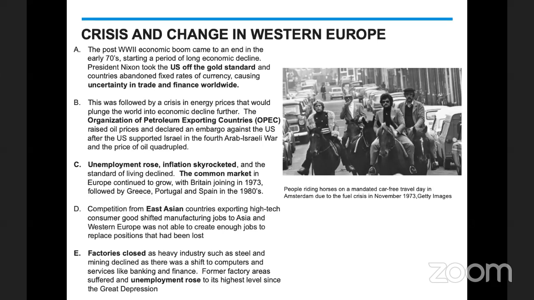And I kind of like that picture on the right. Countries in Europe, this is in the Netherlands, declared fuel-free days where you're not supposed to be using fuel on that day. So we have people riding their horses. That's 1973.